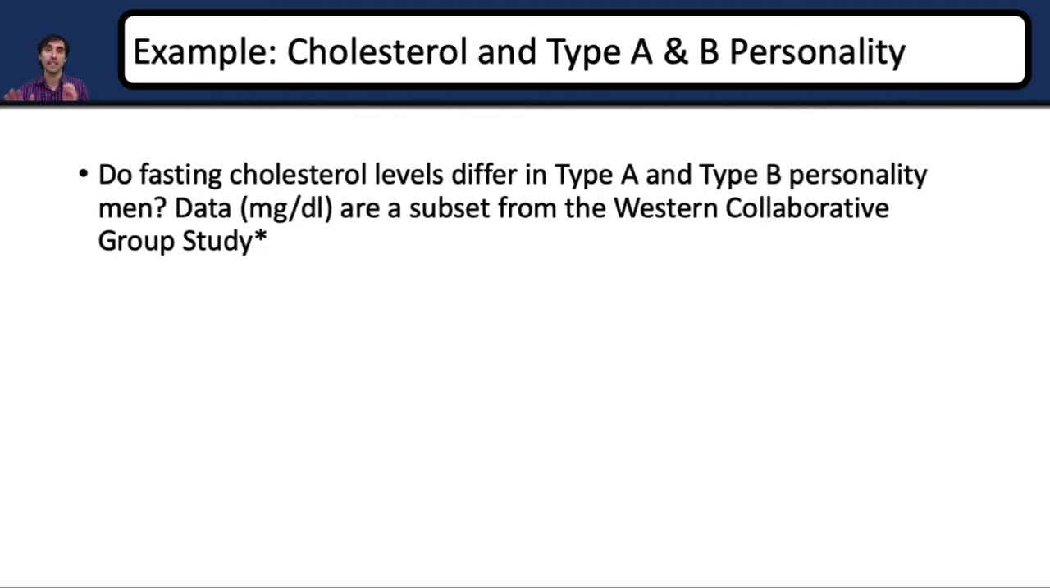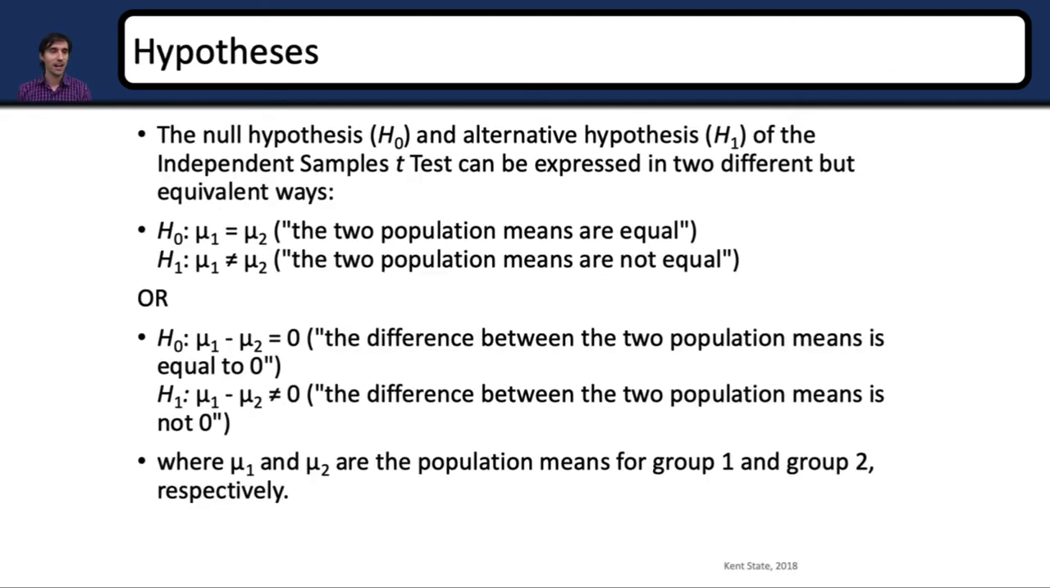All right, so let's look at an example. Do fasting cholesterol levels differ in type A and type B personality men? And we're looking at the data in milligrams per deciliter in a Western Collaborative Group Study. Okay, let's look at it that way.